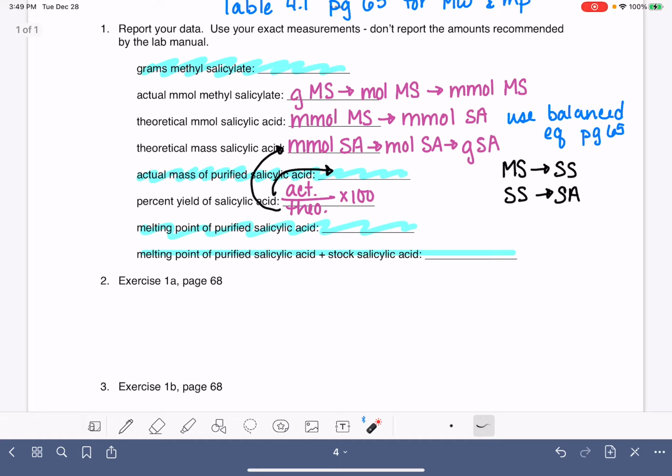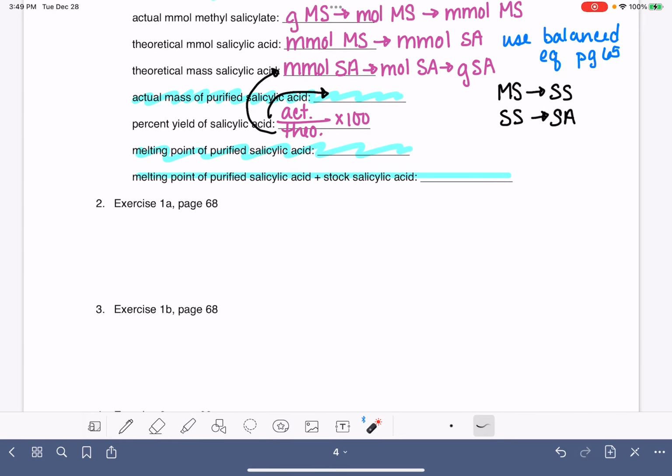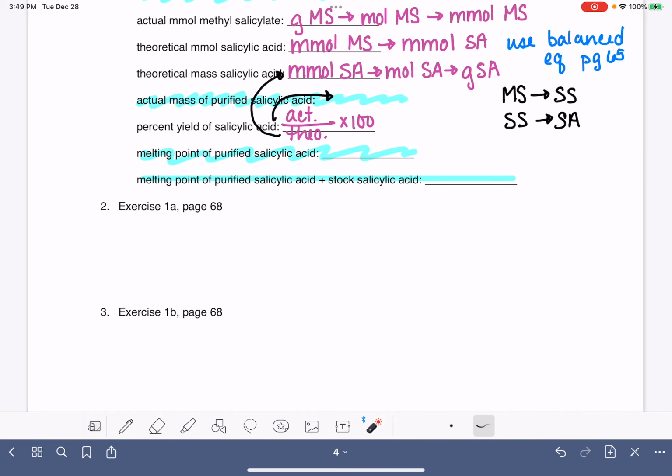So after that, you're going to answer a couple of questions from the textbook. These first two are calculation questions. Exercise 1A is asking you to calculate the volume, so however many milliliters of 6 molar NaOH you need for this particular reaction. So that means, first of all, you need to go back to those balanced equations that are on page 65. It's going to show you the balanced equation, the stoichiometric coefficient for NaOH.